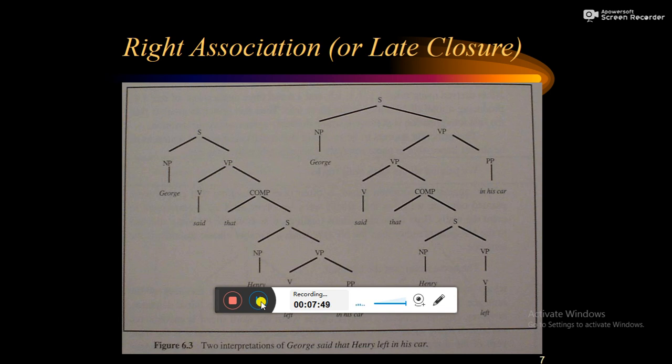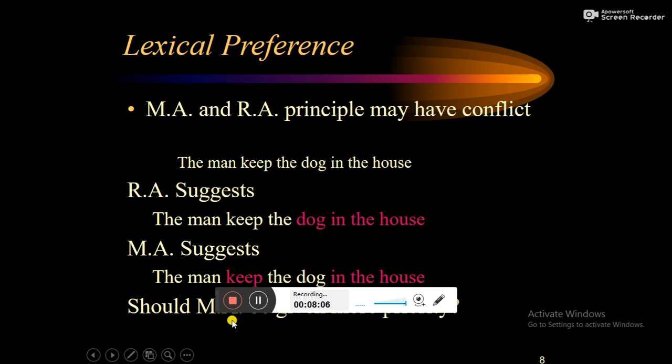Similarly, the preferred interpretation for the sentence "I thought it would rain yesterday" is that yesterday was when it was thought to rain, rather than the time of the thinking. But in some cases, it seems these two principles conflict with each other.